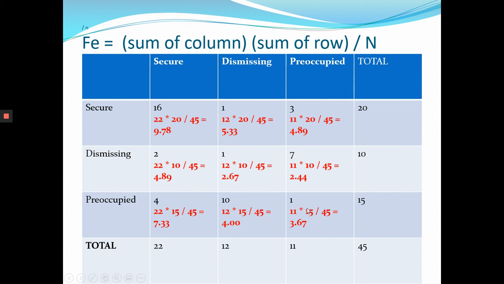I'll do one other one so you can see it. Preoccupied down here at the bottom. What's the expected? We have 11 in the column and 15 in the row, so 11 times 15 divided by 45 couples, and the expected is 3.67. So here are all of our expected values, the formula we used to get them, and the raw numbers we derived them from. So we're set. Now we have our O's.